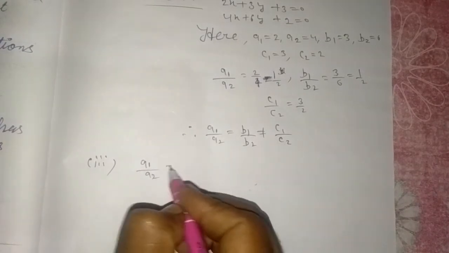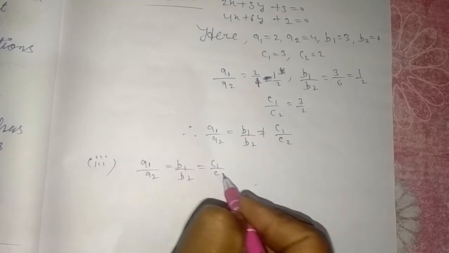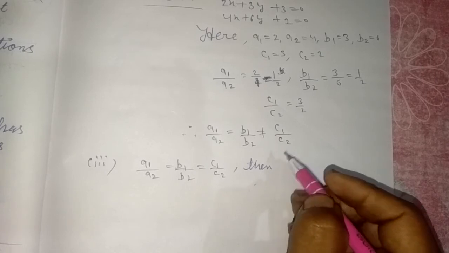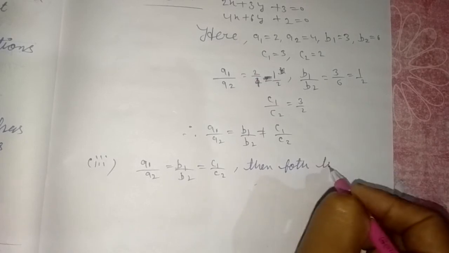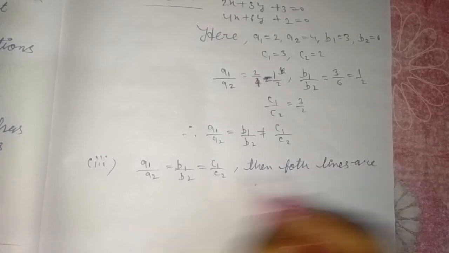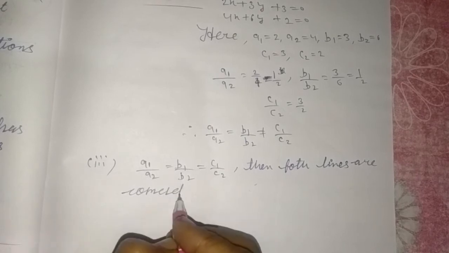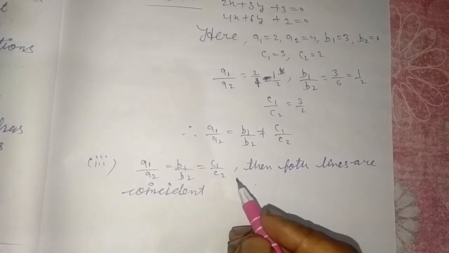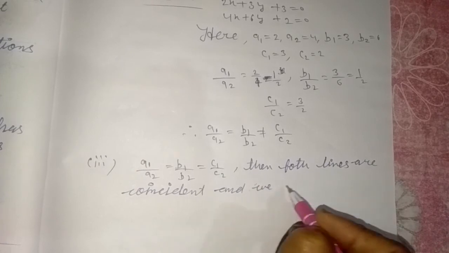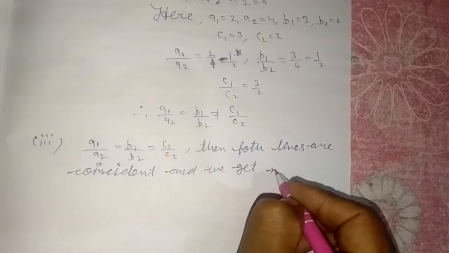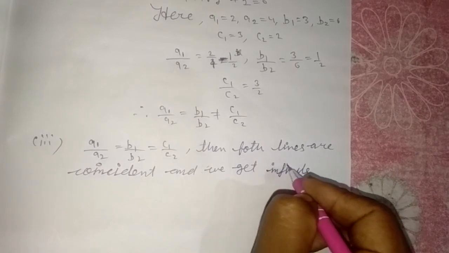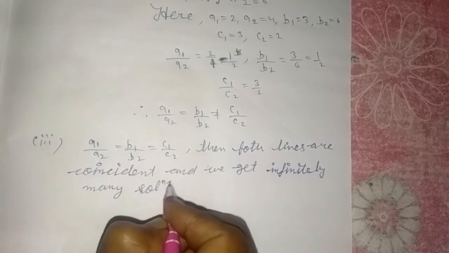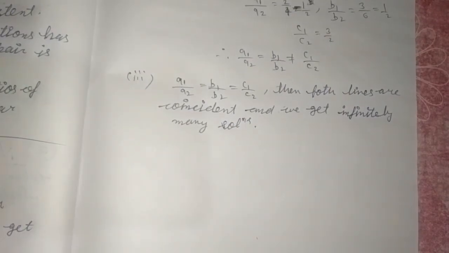Our third point is when a1/a2, b1/b2 and c1/c2 are all equal, then both lines are coincident and we get infinitely many solutions.